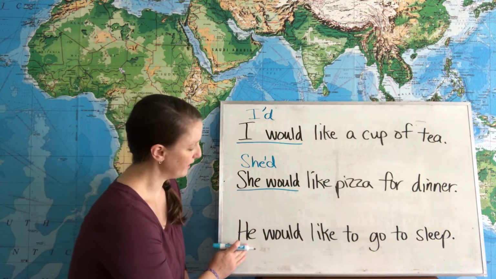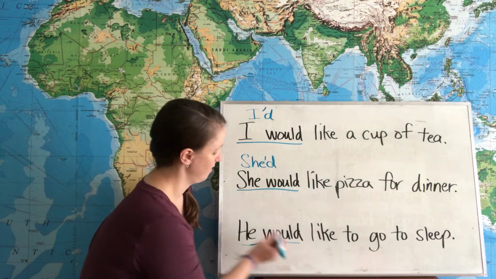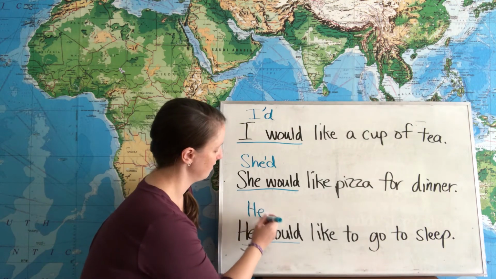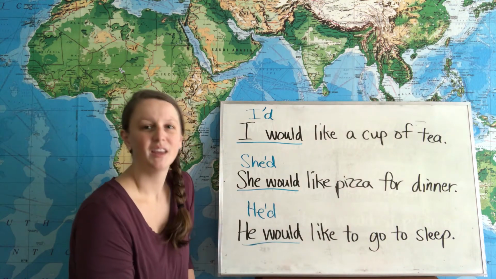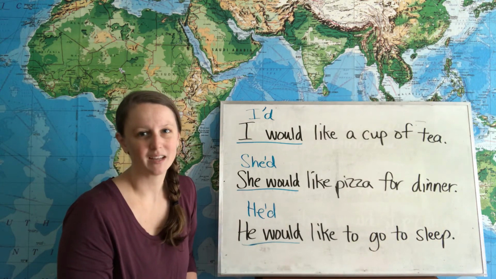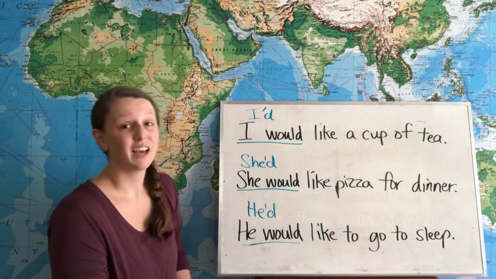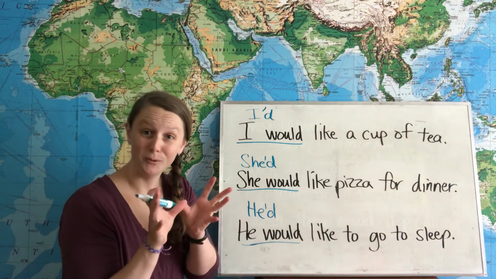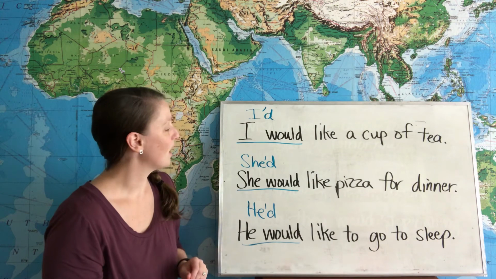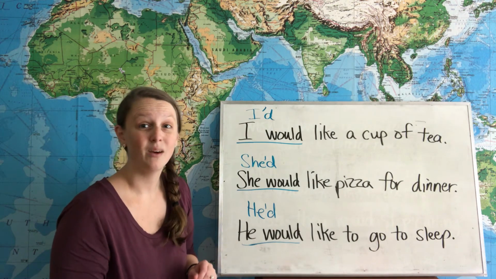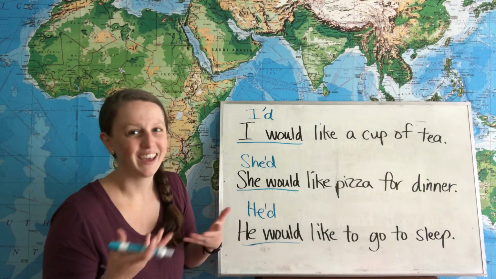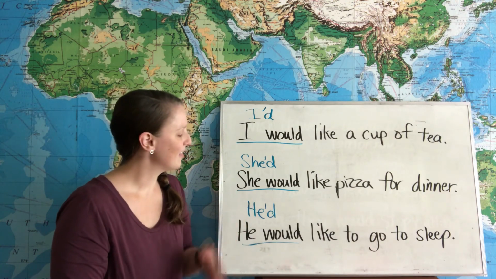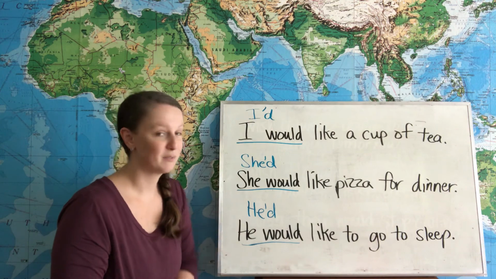And same for he would. We can say he'd like to go to sleep. You can do this for our other subjects as well. We can say you would, you'd like. We can say we would, we'd like. They would, they'd like. And these are our contraction forms for these verbs.